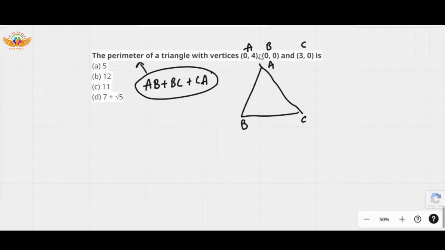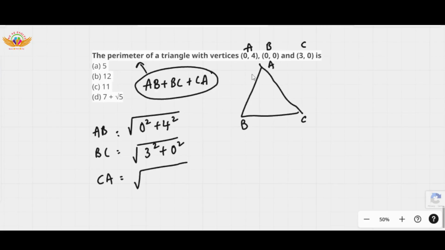So what is the AB distance? See here the B point is 0 comma 0. I told you if one point is 0 comma 0, do it directly as root of x square plus y square. So that will be your AB. And what is your BC? Root of, here also one point is 0 comma 0 and another point is 3 comma 0. Directly do x square plus y square. And the next one is CA. Here you have to do normally 3 minus 0. 3 square is 9, 4 square is 16. So root of 16 is 4 only.